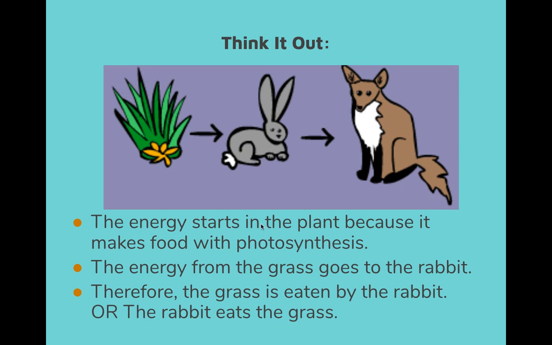So let's think it out, right? Again, just like we said, the energy starts in the plant. There's nothing before the plant, because the plant gets its energy from the sun. It gets its energy from the sun through doing photosynthesis. The energy goes from the grass to the rabbit. Then it goes from the rabbit to the fox. And that is how that energy goes out.